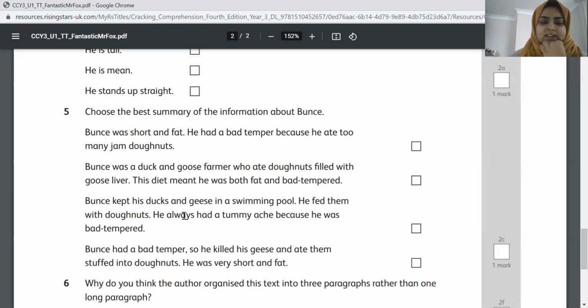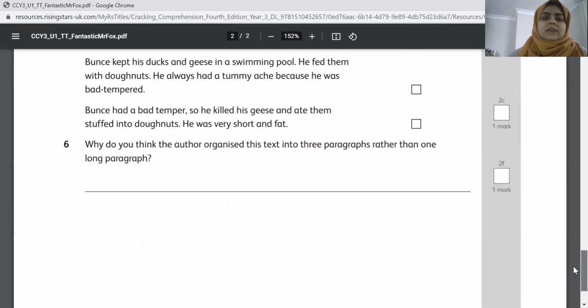The third statement says Bunce kept his ducks and geese in a swimming pool. He fed them with donuts. He always had a tummy ache because he was bad-tempered. I'm not sure that is correct, because we know he didn't have a tummy ache because he was bad-tempered. We know he had a tummy ache because of the diet he had. So that can't be correct. And nowhere in the text does it say he fed the ducks and geese with donuts. It says he fed himself with donuts.